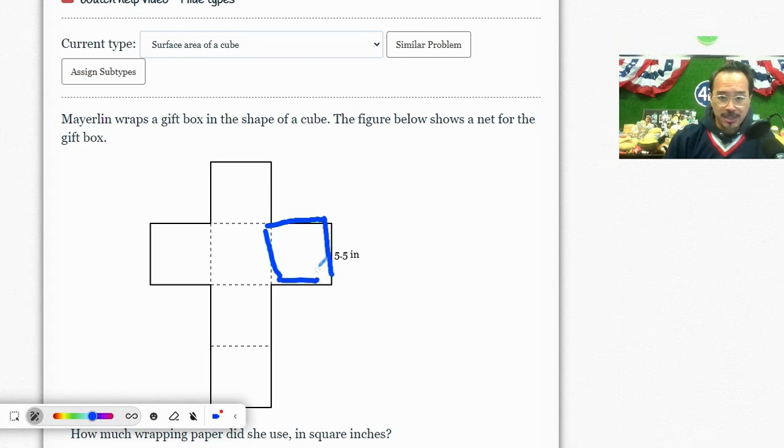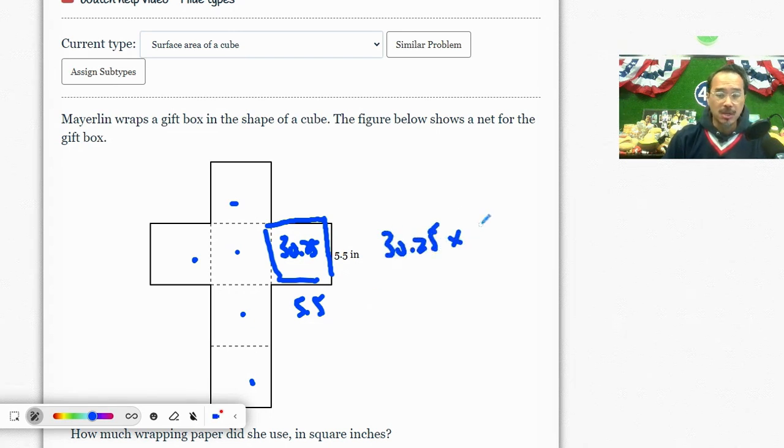Now, again, the area is side times side, right? So that's 5.5 times 5.5, that is 30.25. That's one of these. How many squares are there? 1, 2, 3, 4, 5, 6. Six-sided shape, right? So I'm going to take 30.25 times 6.